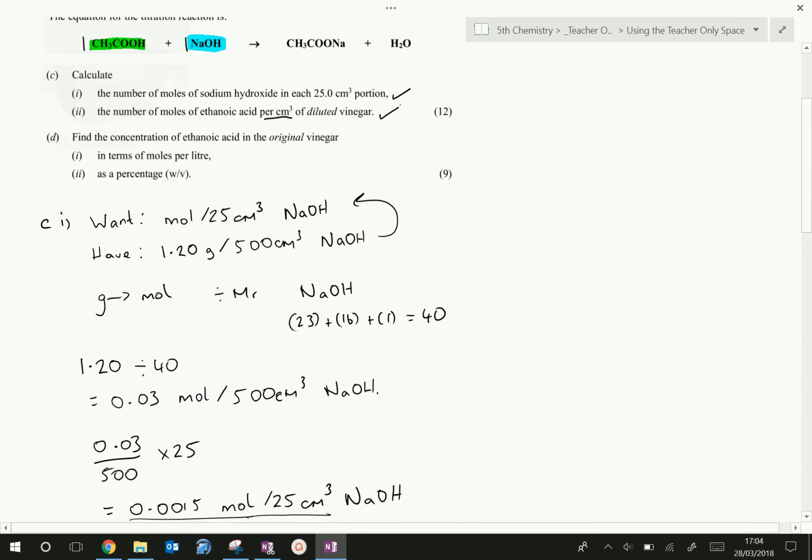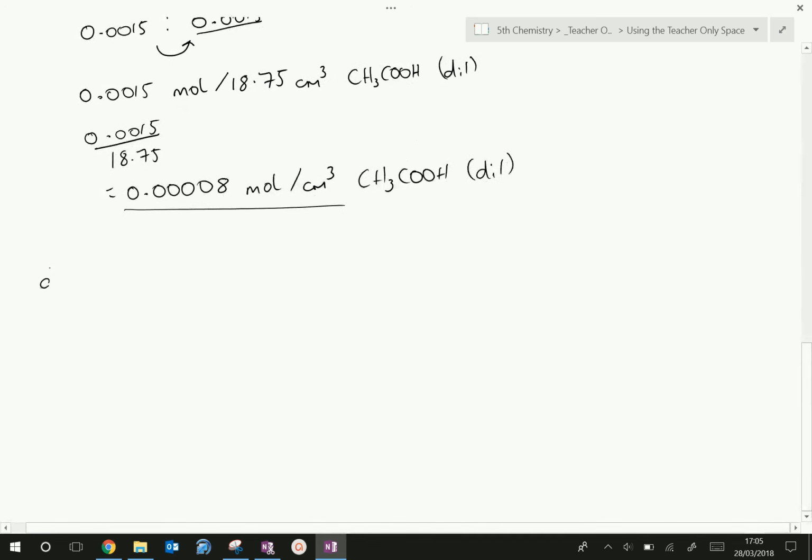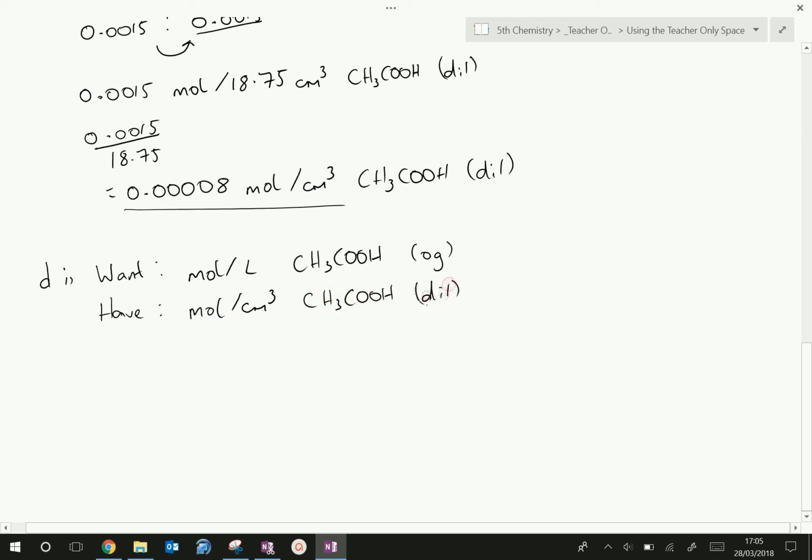So that's finished. Now in part D, we need to find the concentration of ethanoic acid in the original vinegar in moles per litre. So for D part 1, I want moles per litre of ethanoic acid original. What I have is moles per ml of ethanoic acid dilute. So how am I going to go from here to here?